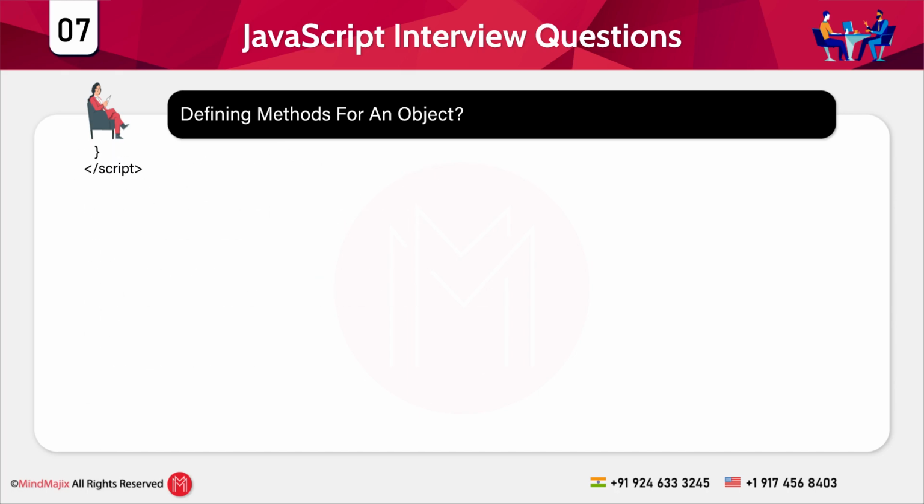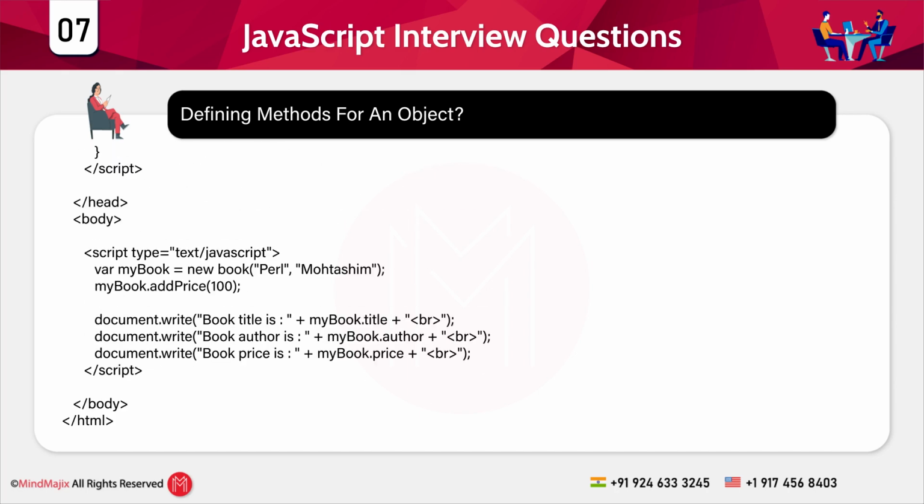Now in the script tag, again, create the book object, myBook, and assign the values Paul and Mutashin. Now it will call the function book, passing Paul as the title, and the author is Mutashin. And for addPrice, it calls the addPrice method, which takes the amount as a parameter and assigns that value to the price variable. The 100 value is assigned to the price variable. So after that, you can display the title, author, and price.